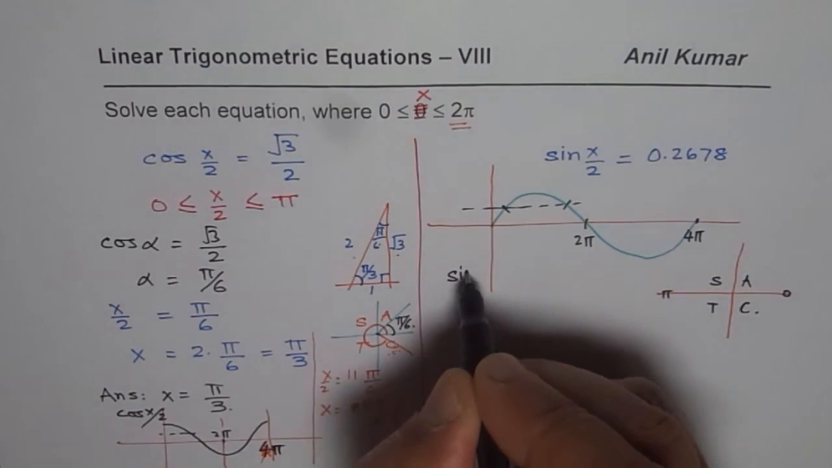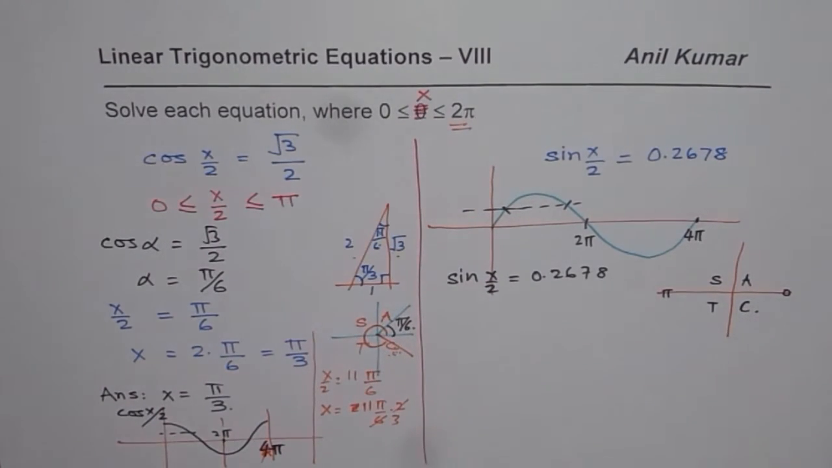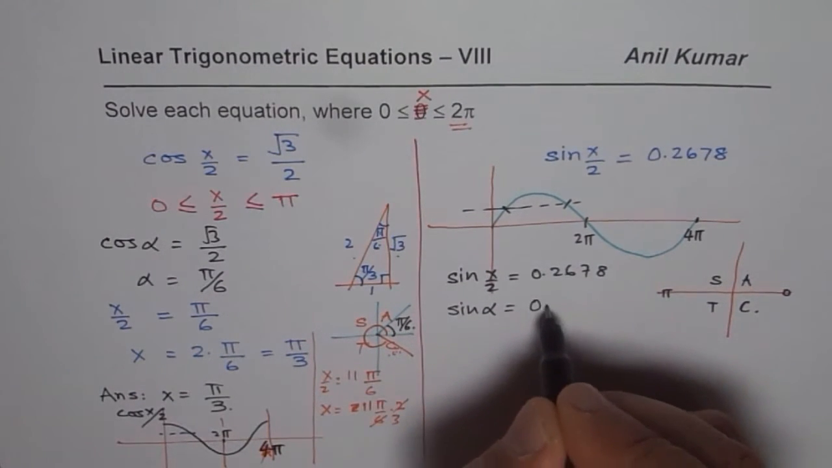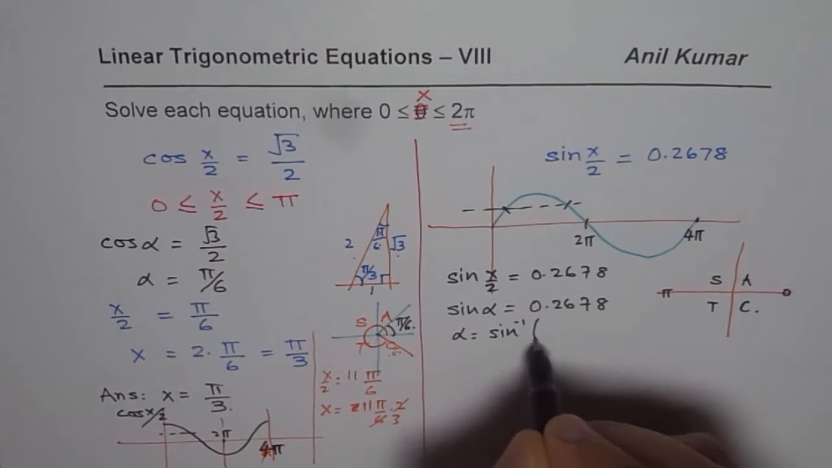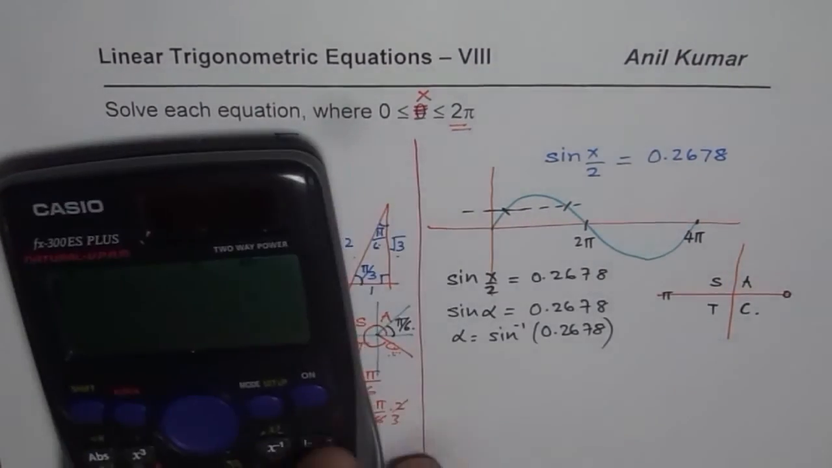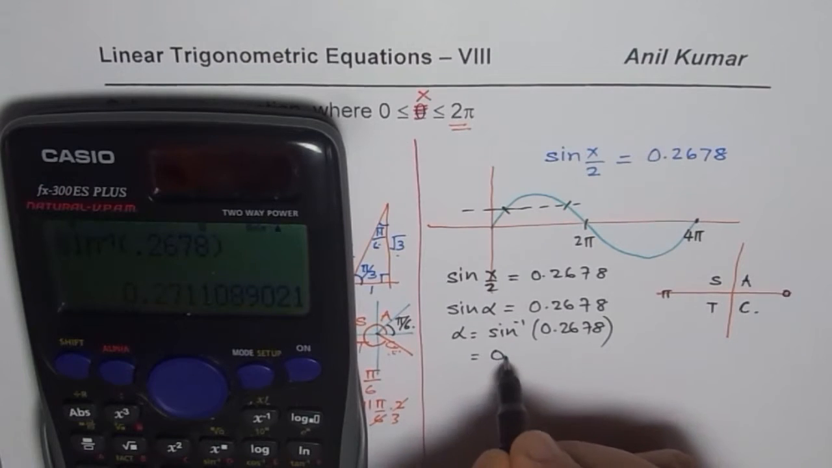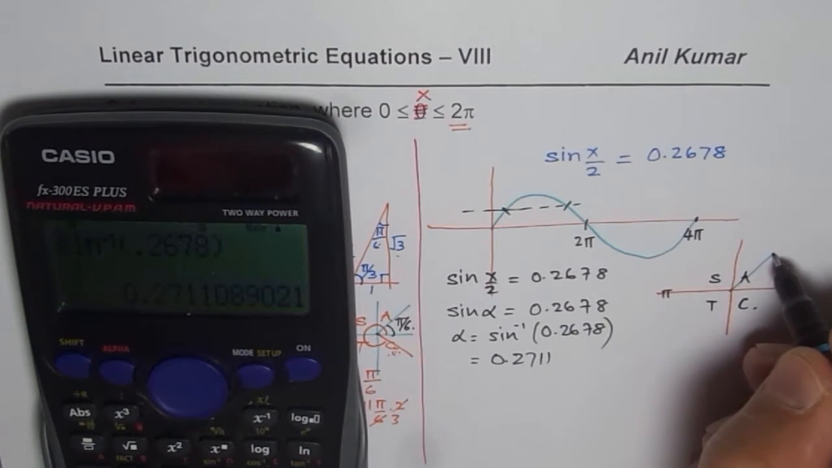So we have sine of x by 2 equals 0.2678. So we will solve for sine alpha, finding the acute angle first, equals 0.2678. So alpha equals sine inverse of 0.2678. Using a calculator, we'll find this answer. Sine inverse of 0.2678 equals, alpha for us is 0.2711. So we got one solution. This is for quadrant 1.